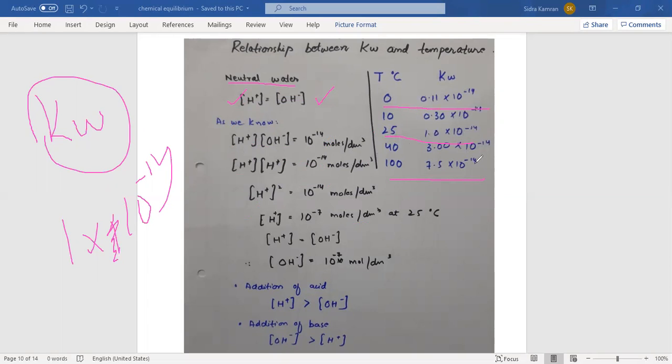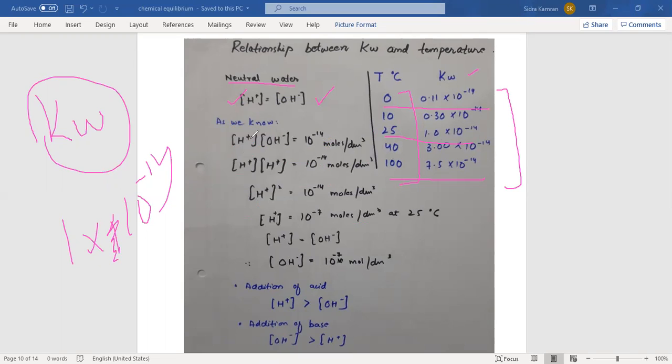So when you change the temperature, here you can see there is an increase of temperature from 0 to 100. So there is an increase in the value of Kw, the value of the dissociation constant of water, the value of the ionic product of water. If you increase the temperature, the ionic product of water will increase.